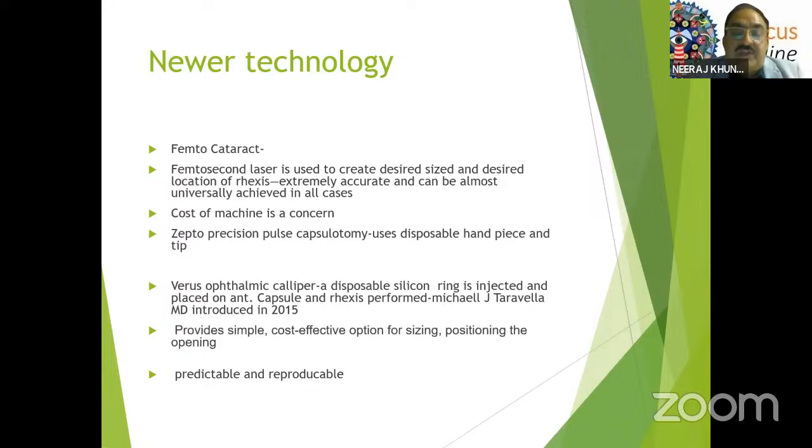Then coming to Zepto precision pulse capsulotomy. This uses a disposable handpiece and tip. Then there is the Viscot ophthalmic caliper. A disposable silicone ring is injected and placed on the anterior capsule and rhexis performed. This was introduced by Michael J. Tavella in 2015. This provides a simple, cost-effective option, cost-effective as compared to femtosecond, not as compared to manual capsulorhexis, but it gives you better sizing, positioning, and opening. It is predictable and reproducible.